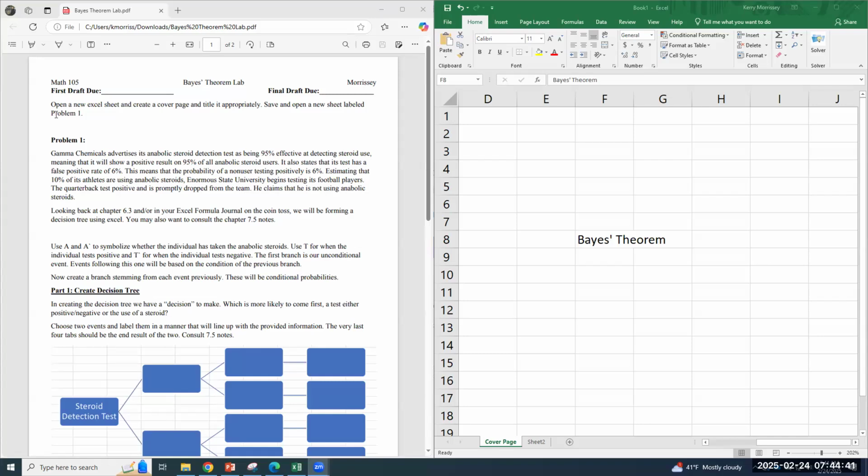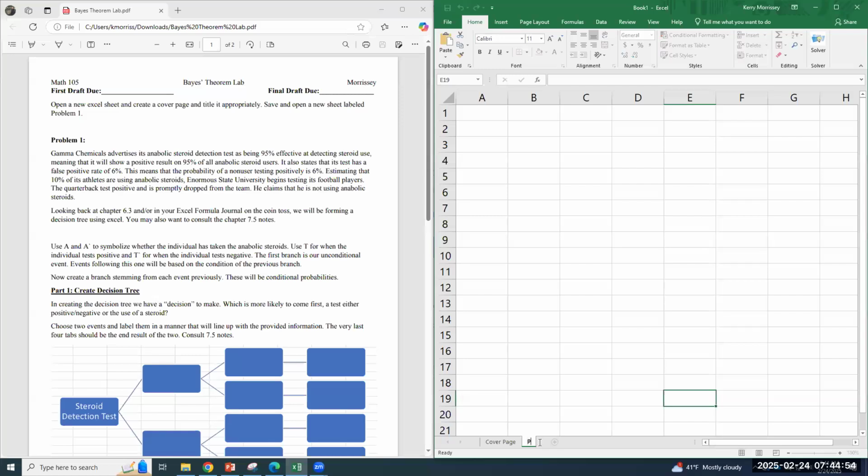So make sure you open up a new Excel sheet and create your cover page, however you normally title it, and have your cover page. And then make sure you're saving it as you go. Now sheet 2, I'm just going to label it as part 1.